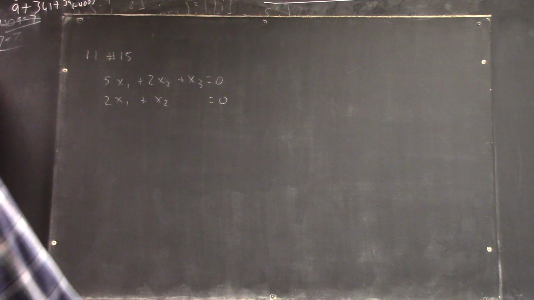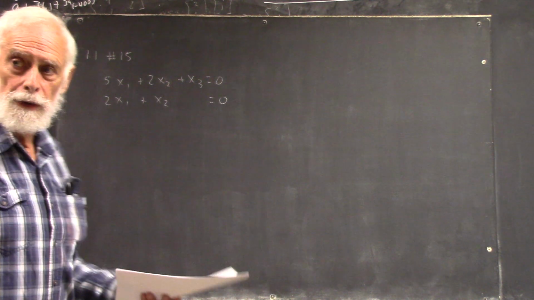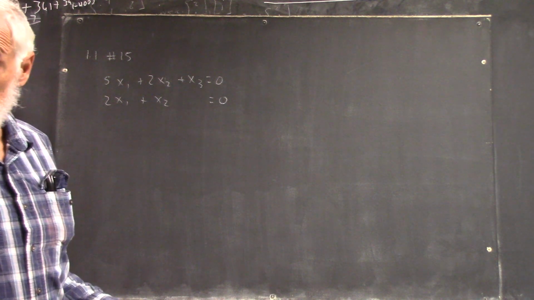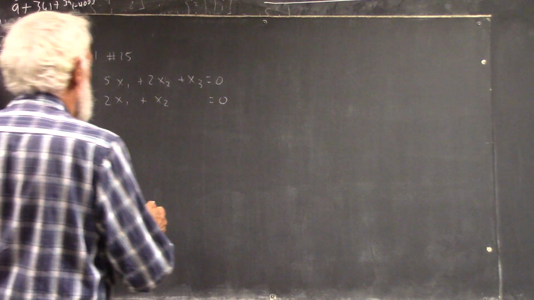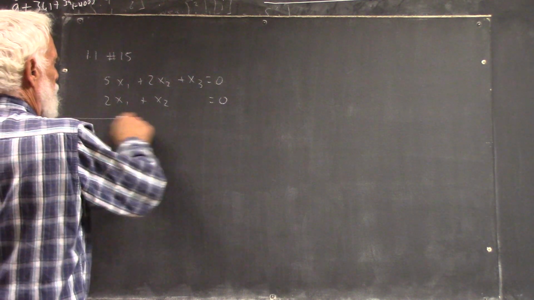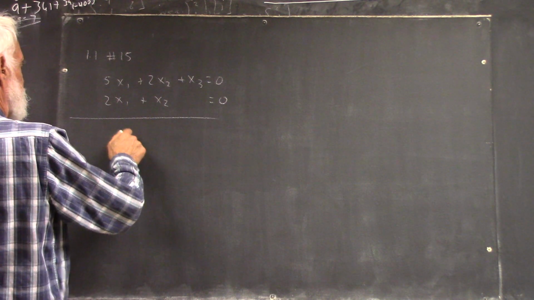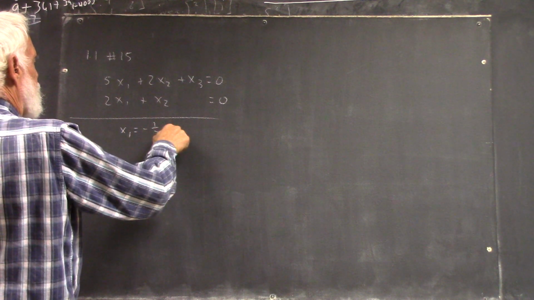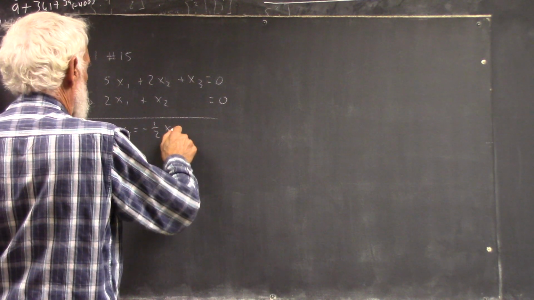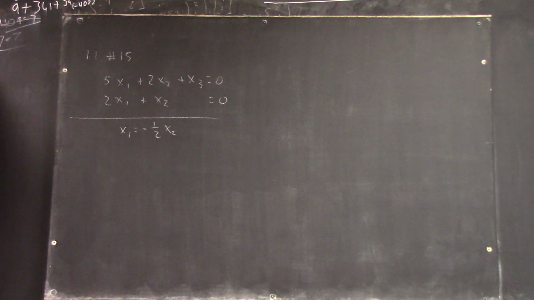Okay, so we've got a system of equations. We're going to solve this system by back substitution. Okay? Now, with back substitution, you can say that from the second equation, x1 is negative 1/2 x2.